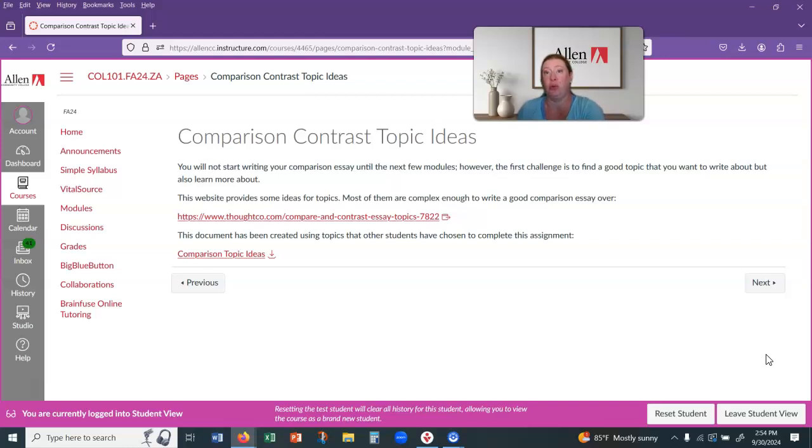If you feel really strongly, like if you wanted to do Democrats versus Republicans, but you feel really strongly one way or the other, I would not pick it for this essay, because that will make it a lot more difficult to remain neutral and not argue in the essay. There's plenty of topics out there.